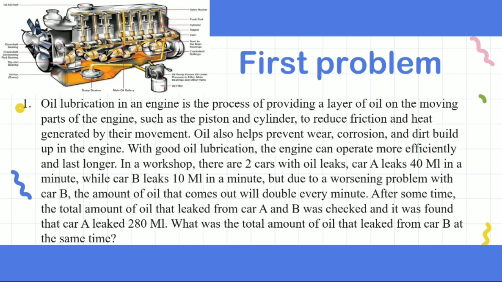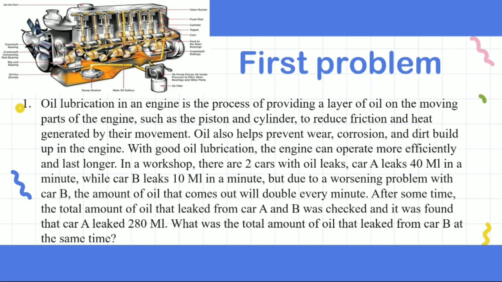In a workshop, there are two cars with oil leaks. Car A leaks 40 milliliters in a minute, while car B leaks 10 milliliters in a minute. But due to a worsening problem with car B, the amount of oil that comes out will double every minute. After some time, the total amount of oil that leaked from car A and B was checked, and it was found that car A leaked 280 milliliters of oil. What was the total amount of oil that leaked from car B at the same time?